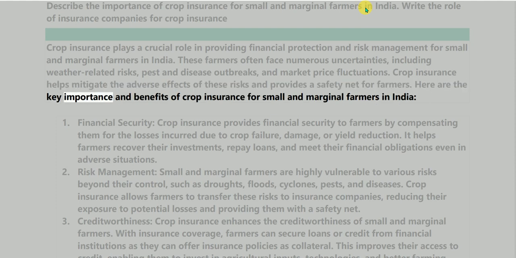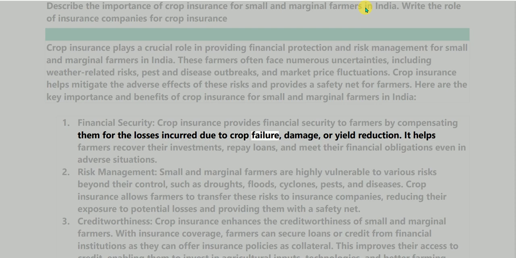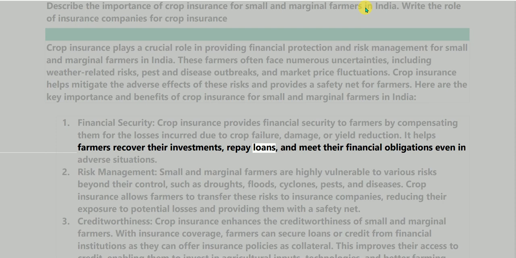Here are the key importance and benefits of crop insurance for small and marginal farmers in India. 1. Financial security. Crop insurance provides financial security to farmers by compensating them for the losses incurred due to crop failure, damage, or yield reduction. It helps farmers recover their investments, repay loans, and meet their financial obligations even in adverse situations.